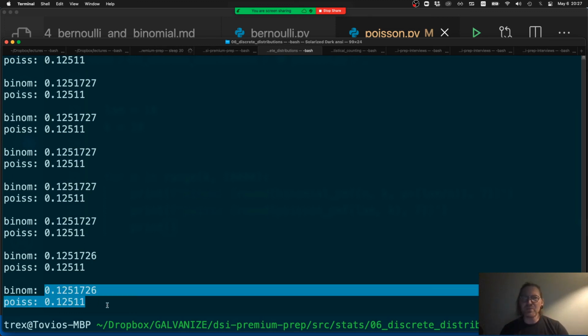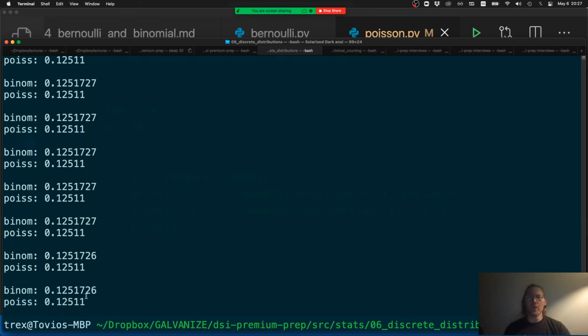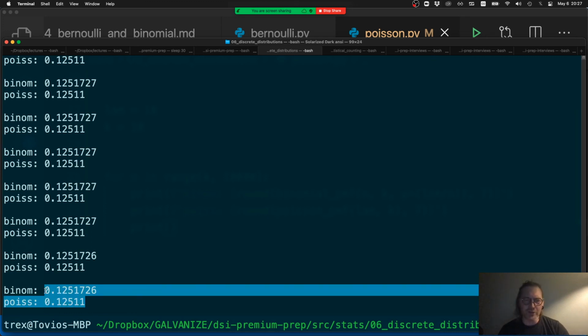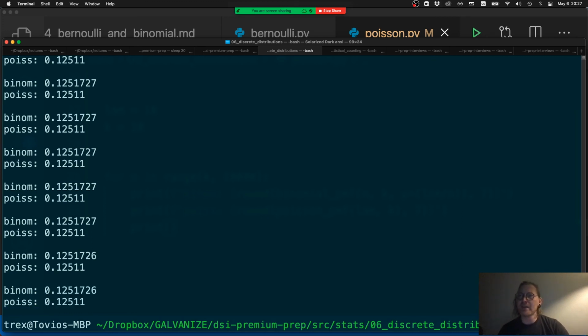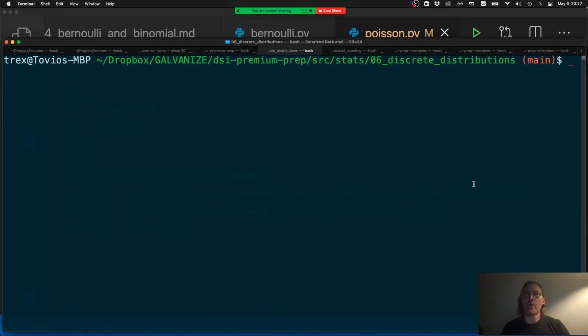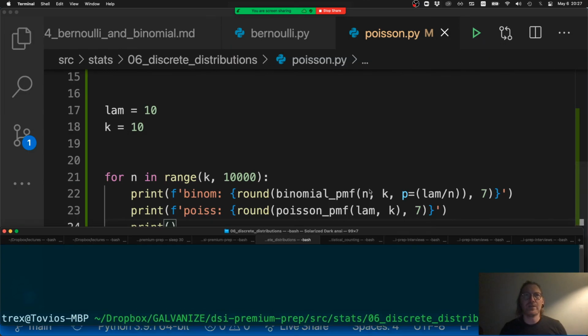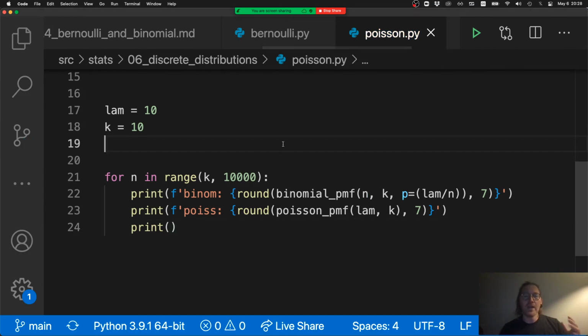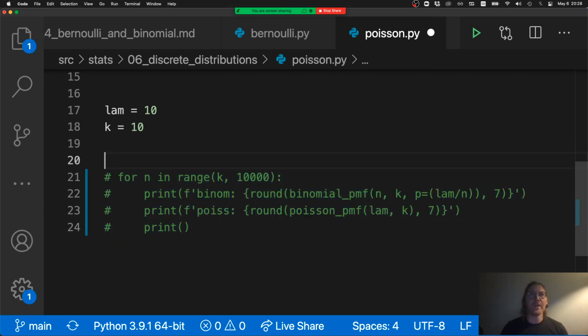It got pretty close. With this rounding to 7 places, what if I did 100,000 or a million of these? I think we'd probably get close. Maybe we'd get all the way there. I'm not sure, but we could see that. Feel free to run that on your own and see how close it gets, and see how high you have to get to reach a certain threshold, a certain distance between the two. So I'm going to comment that out.